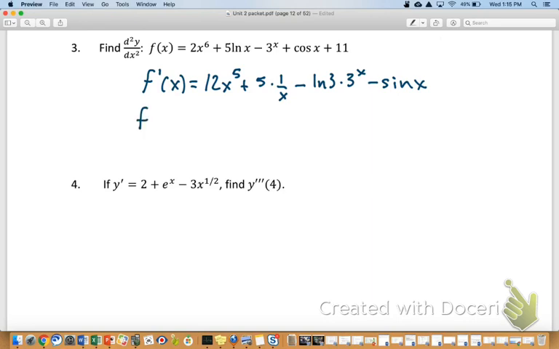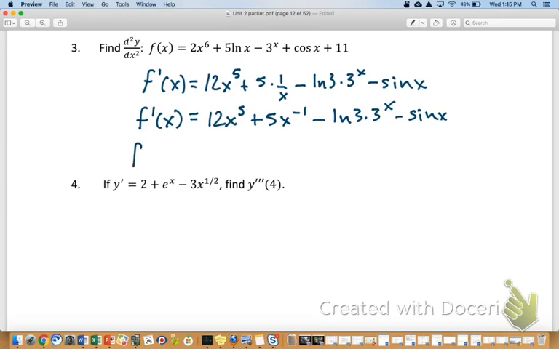If I saw this coming, I would just automatically do this. I would write it as 5x to the negative 1. I leave everything else alone. This would then allow me to get to my second derivative easier than if I didn't do that. I'm just going to quietly write the proposed answer here.